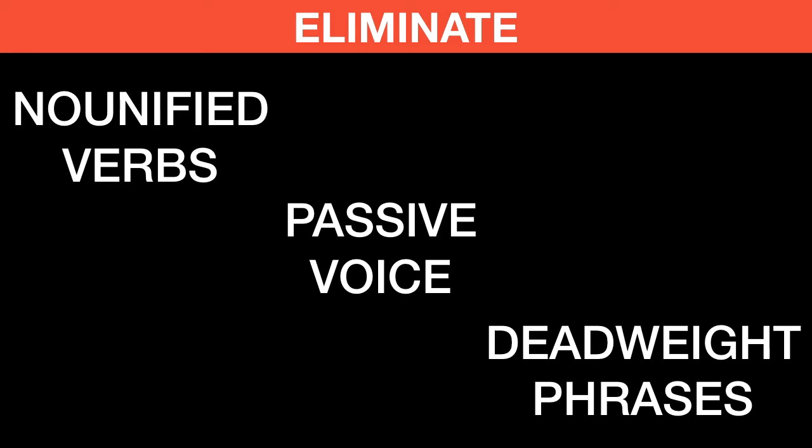To improve your writing, eliminate these three problem areas: nounified verbs, passive voice, and deadweight phrases. Let's go through them.